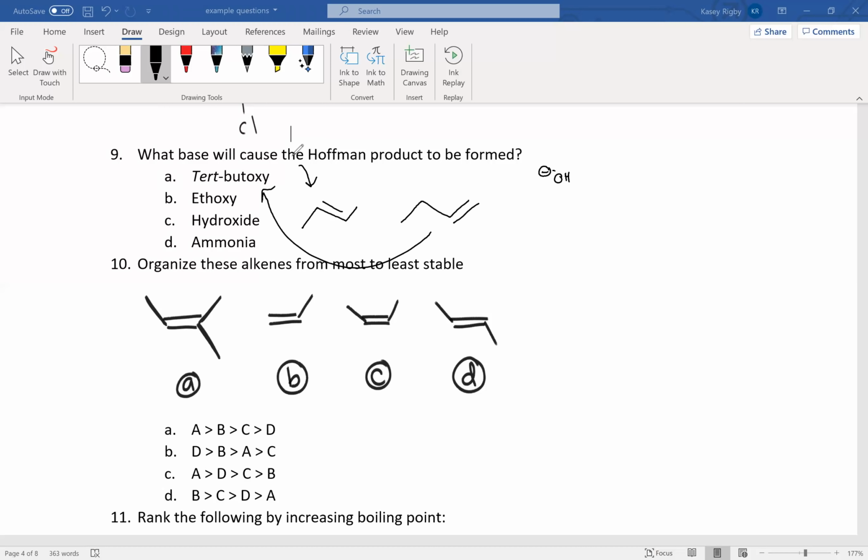Yeah, so I'm sorry, what I meant was, for the Zaitsev, that one prefers the major product. Hofmann prefers the minor product. Is that okay? Is that right?